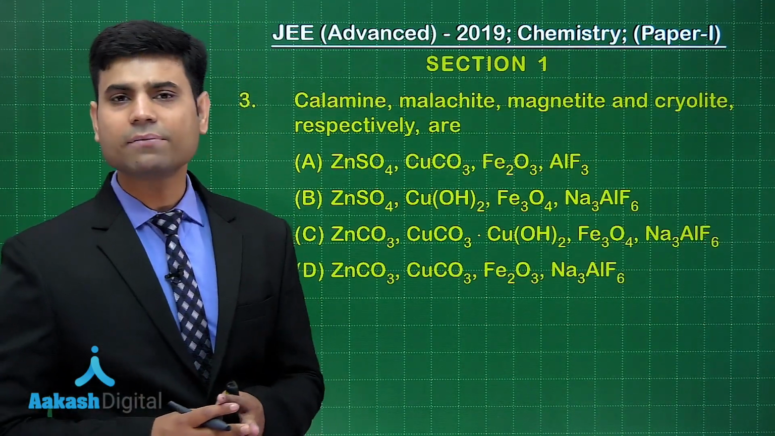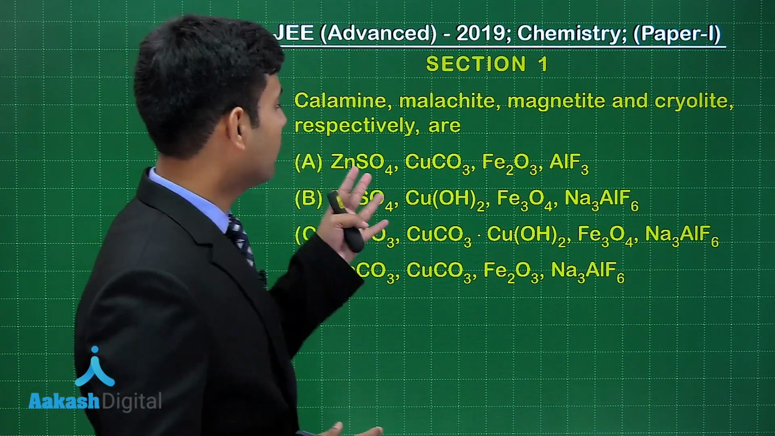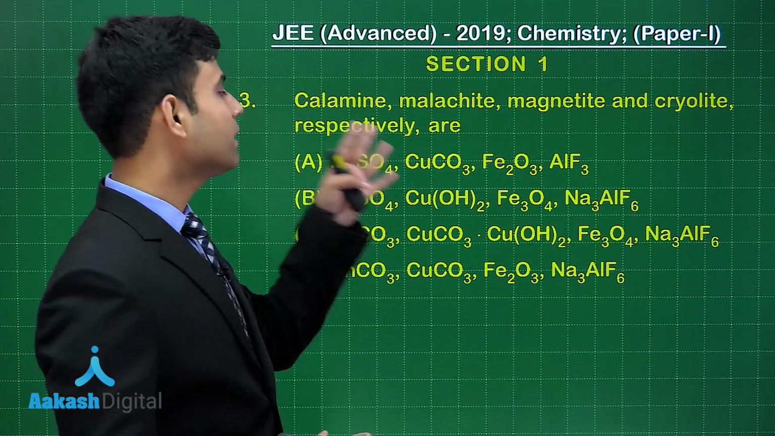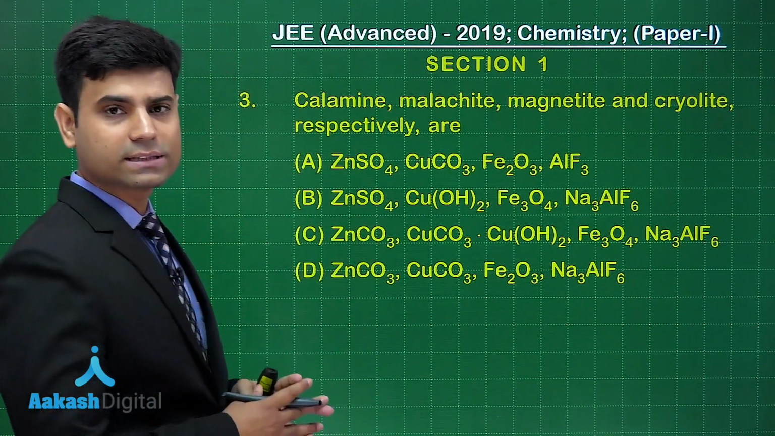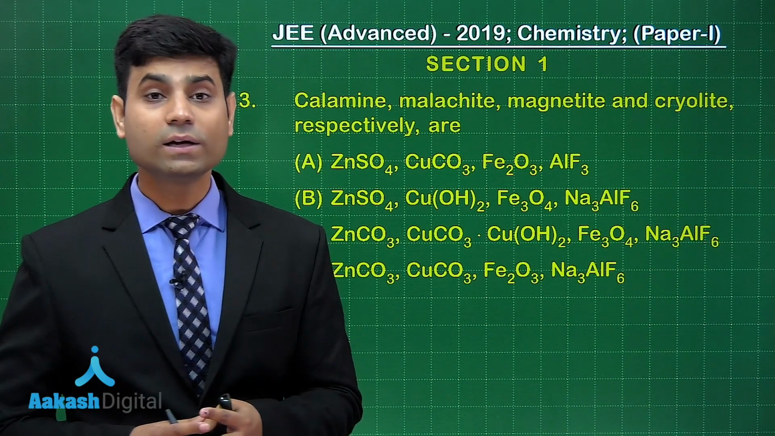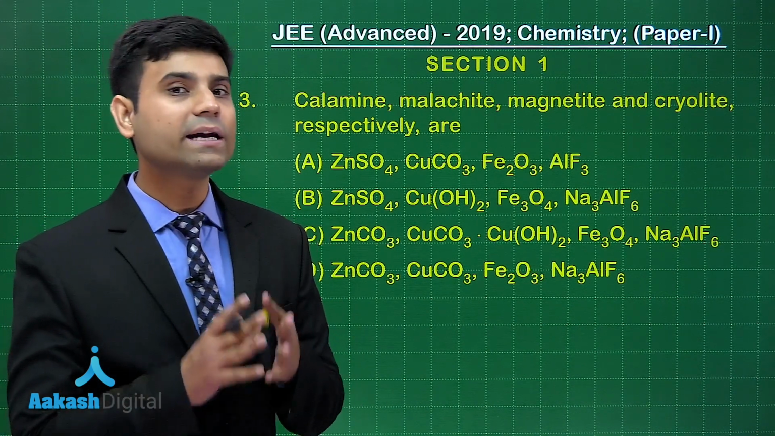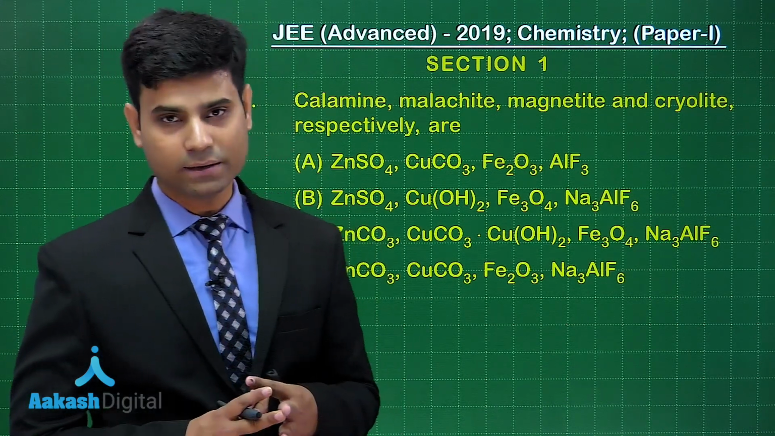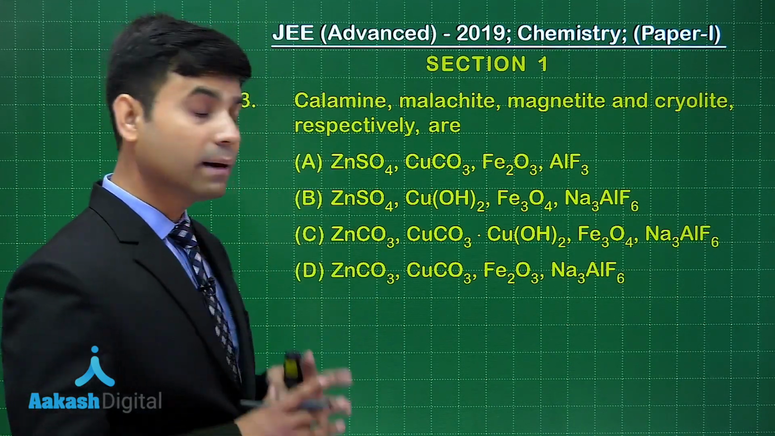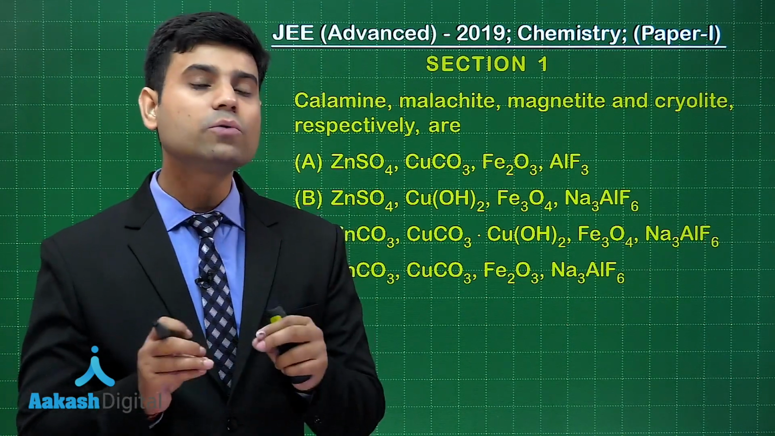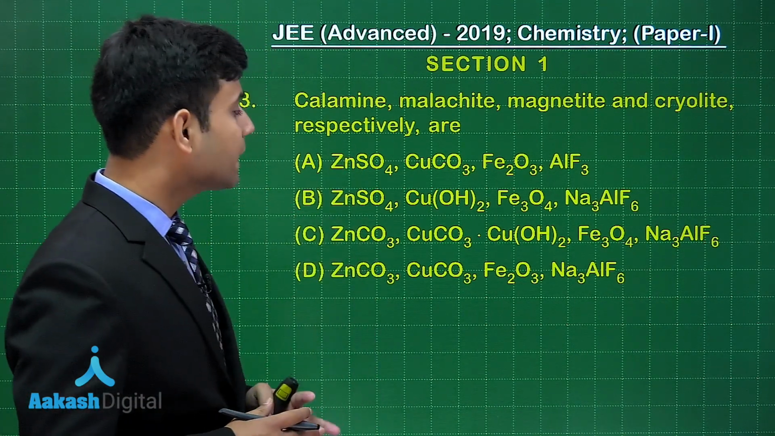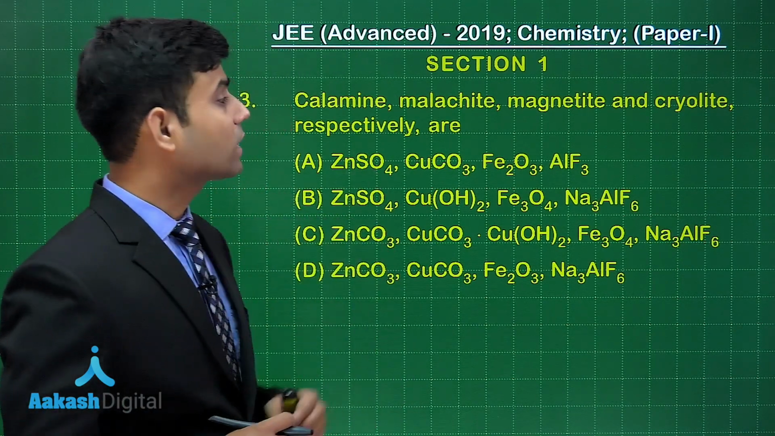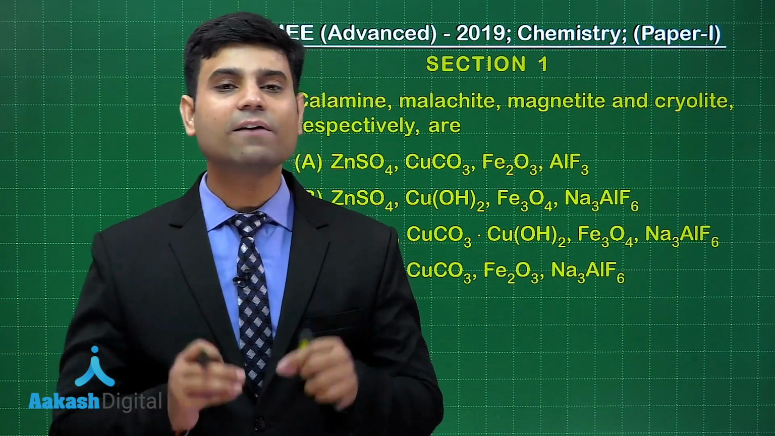This is the next question we have, students, which says calamine, malachite, magnetite and cryolite respectively are. These are the given options. Students, this question belongs to the metallurgy chapter. We have to identify the ores. If I talk about calamine ore, it is zinc carbonate. If I talk about malachite, malachite is CuCO3.Cu(OH)2. If I talk about magnetite, magnetite has the formula Fe3O4. And if I talk about cryolite, it's Na3AlF6.